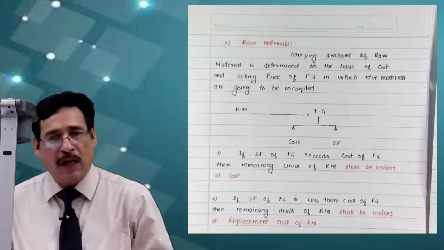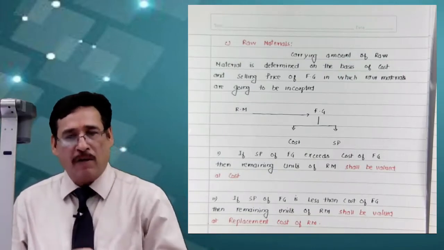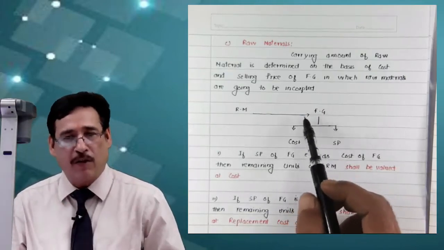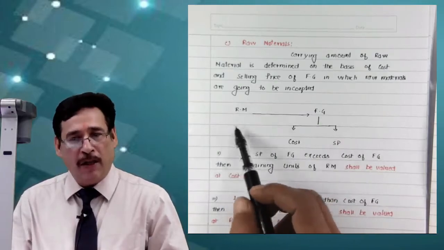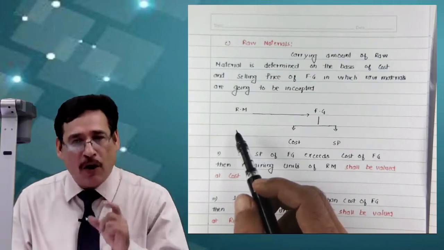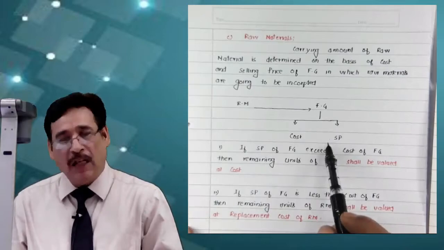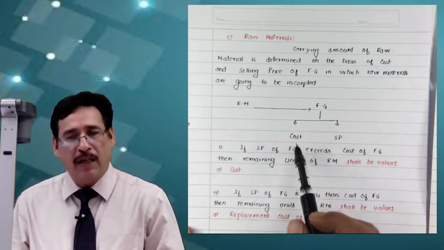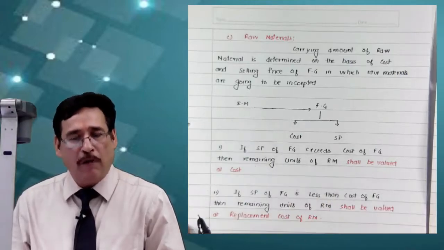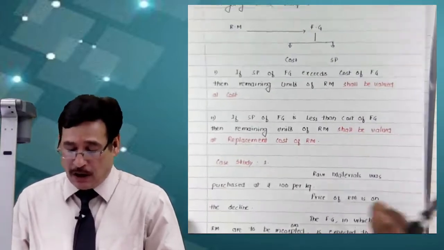Now the first rule is that if the selling price of the finished goods is more than the cost price of the finished goods, then the remaining units of the raw material shall be valued at cost, that is, cost of raw material. Is it clear to you? However, if the selling price of the finished goods is lesser than the cost, then the remaining units of raw material shall be valued at replacement cost. Is it clear to you? So this is what exactly we have written.